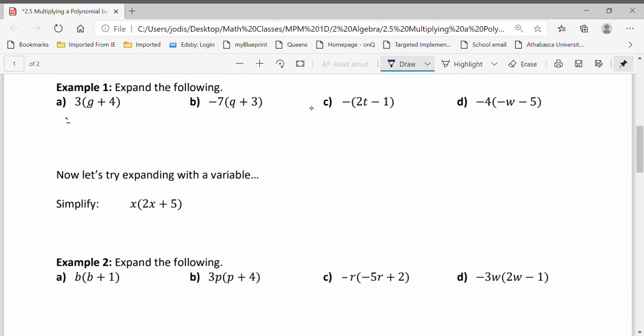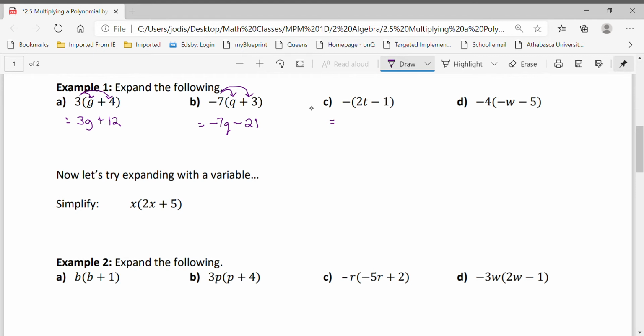In this case, we have 3 times g plus 4. We have to multiply everything in the brackets by 3. So 3 times g is just 3g, plus 3 times 4, that's 12. That would be it. We can't simplify that any further because there are no like terms. If we try this next one, again, the negative 7 gets multiplied by everything inside the brackets. So negative 7 times q is negative 7q, and then negative 7 times positive 3 is negative 21.